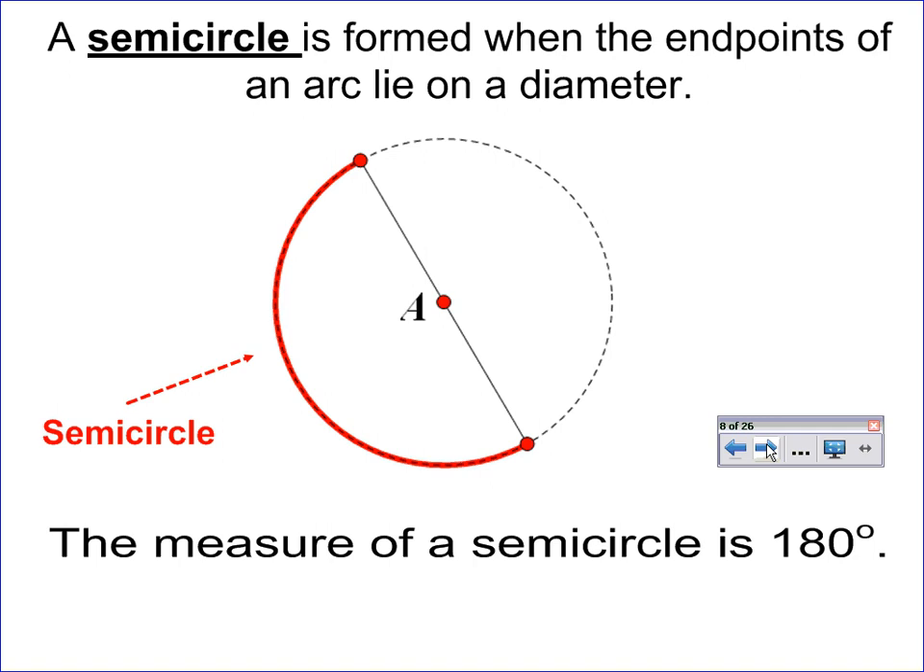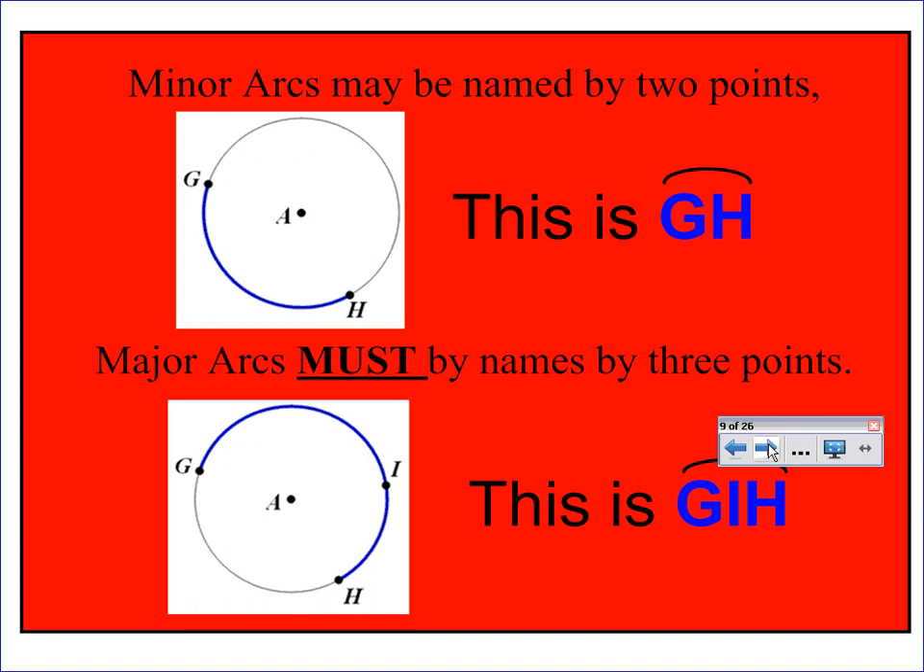A semicircle is formed when the endpoints of an arc lie on the diameter of a circle. The measure of a semicircle is 180 degrees. Minor arcs may be named by 2 points. This is arc GH. Major arcs must be named by 3 points. This is arc GIH.